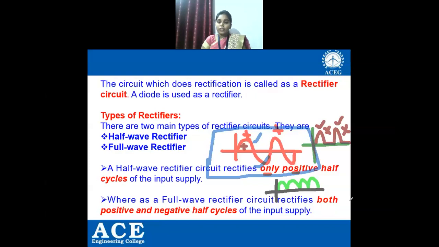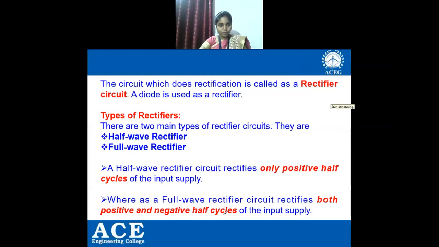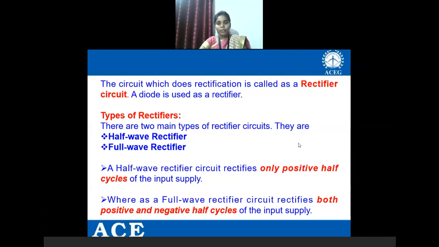What is in the first line? A half wave rectifier circuit rectifies only the positive half cycle. Yes, we have already seen it here. And whereas a full wave rectifier circuit rectifies both positive and negative half cycles of the input supply. Yes, it is rectified for both positive and negative. This is what is mentioned in our two points, and this is the difference between a half wave rectifier and a full wave rectifier. Now let us move on to the next slide, where we can see the half wave rectifier.